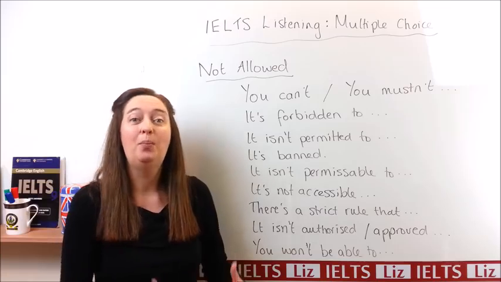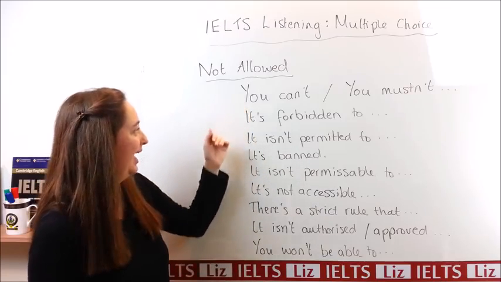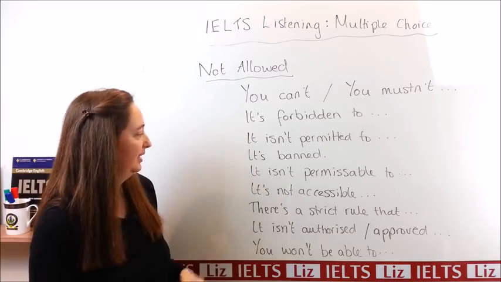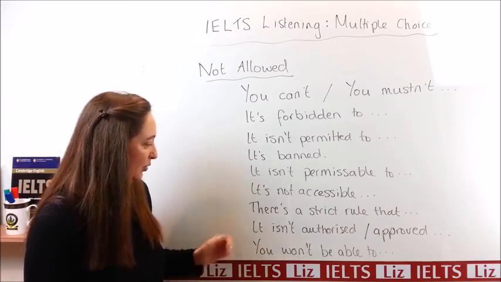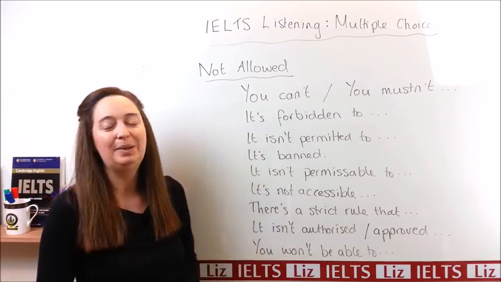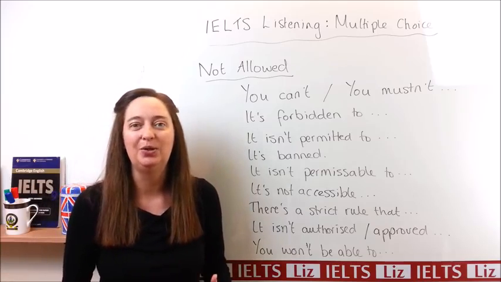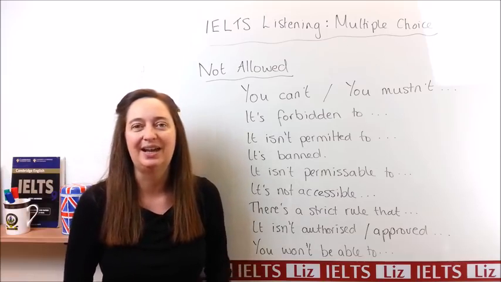If you want to do the opposite, to say something is approved, of course you say you can, it is permitted, it is permissible, it is accessible, there is no strict rule, it's authorised, you will be able to. So all these different paraphrases will help you when you get a question about recommendations or what is allowed.